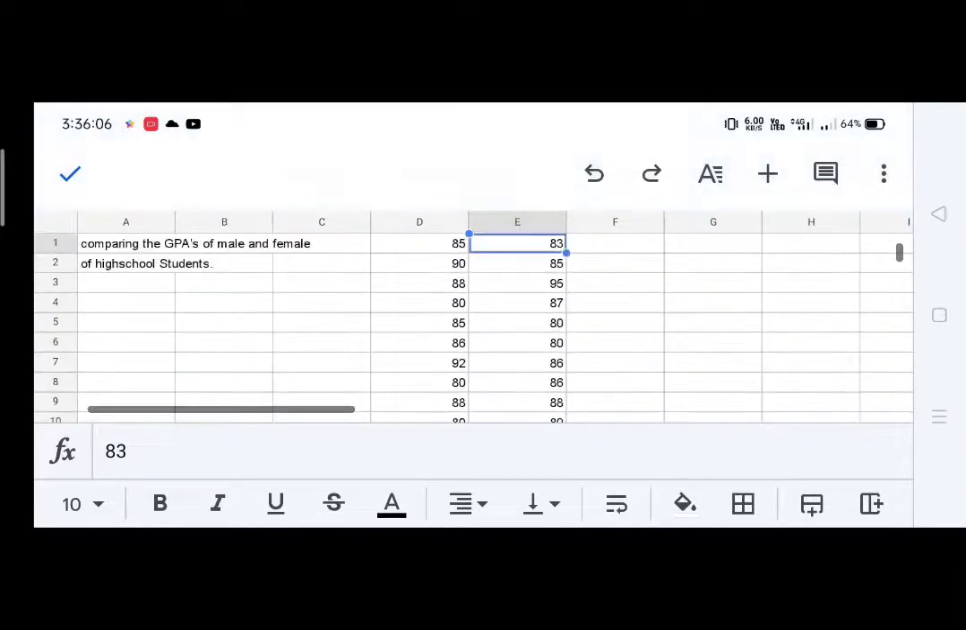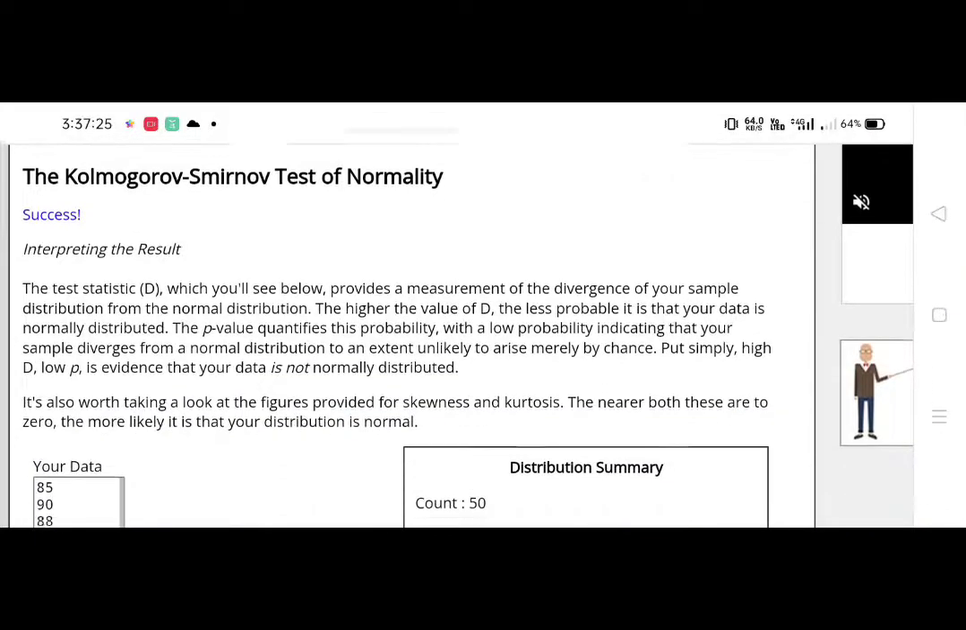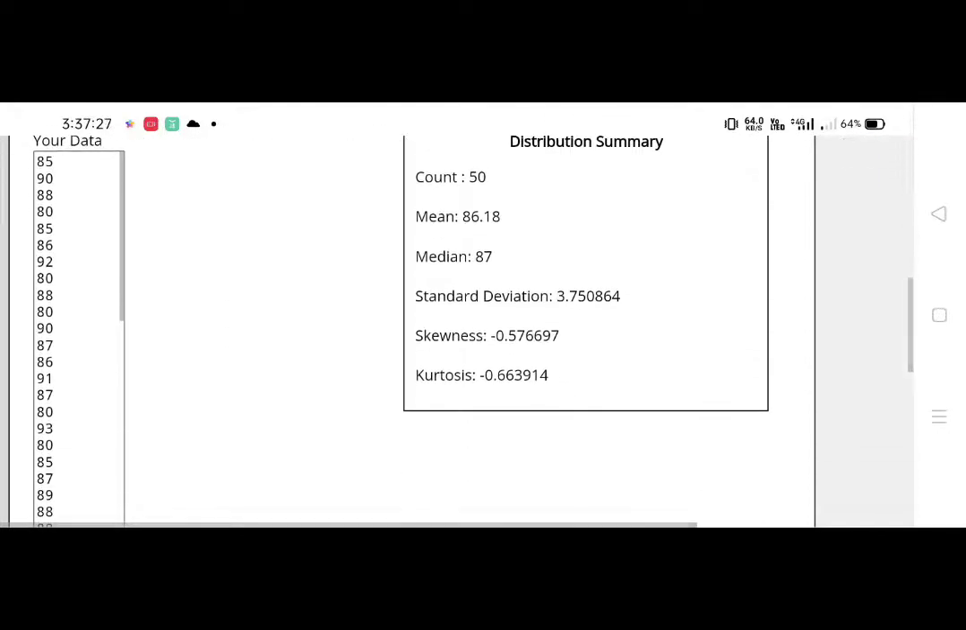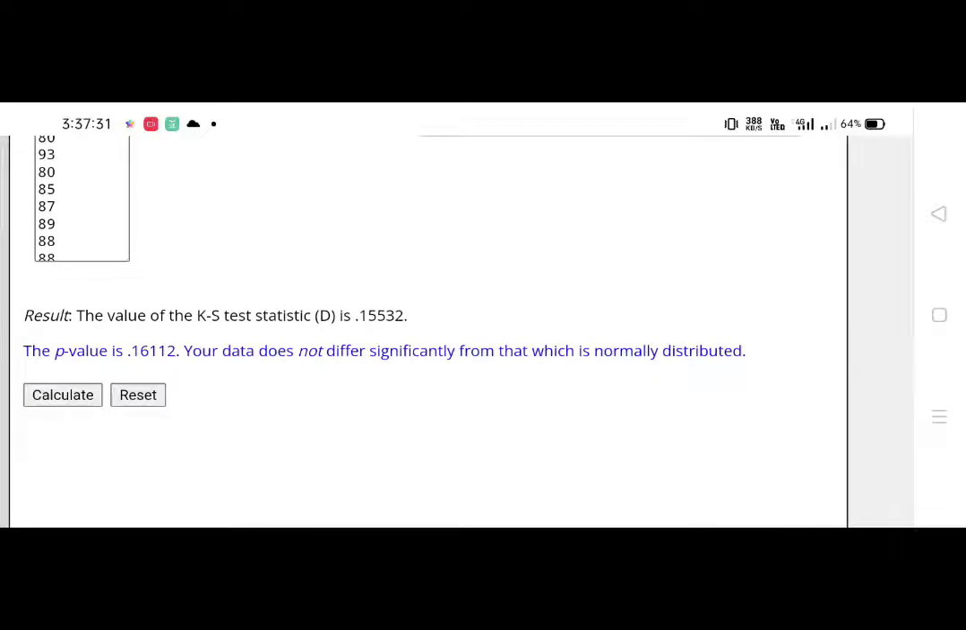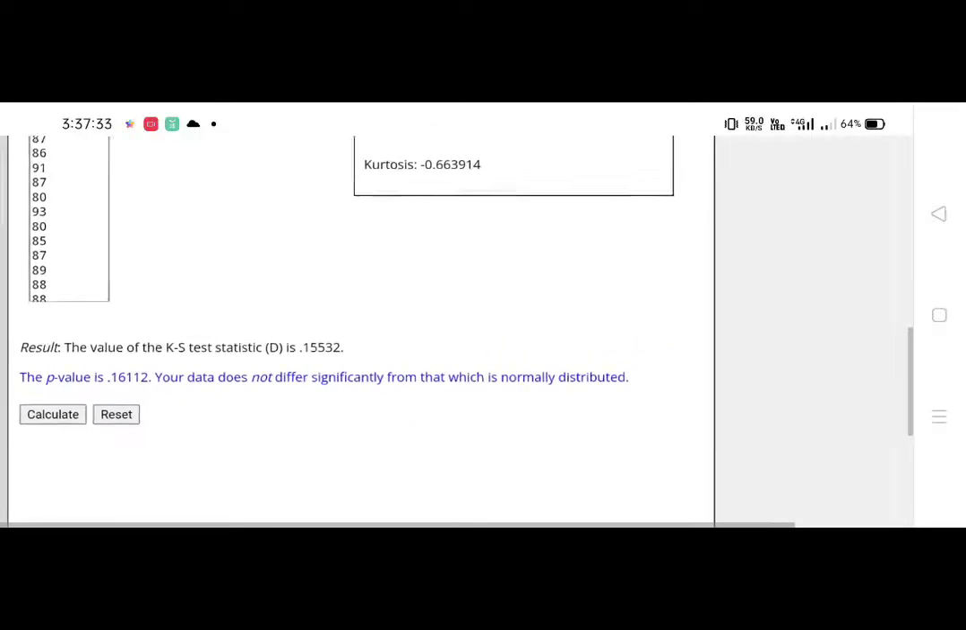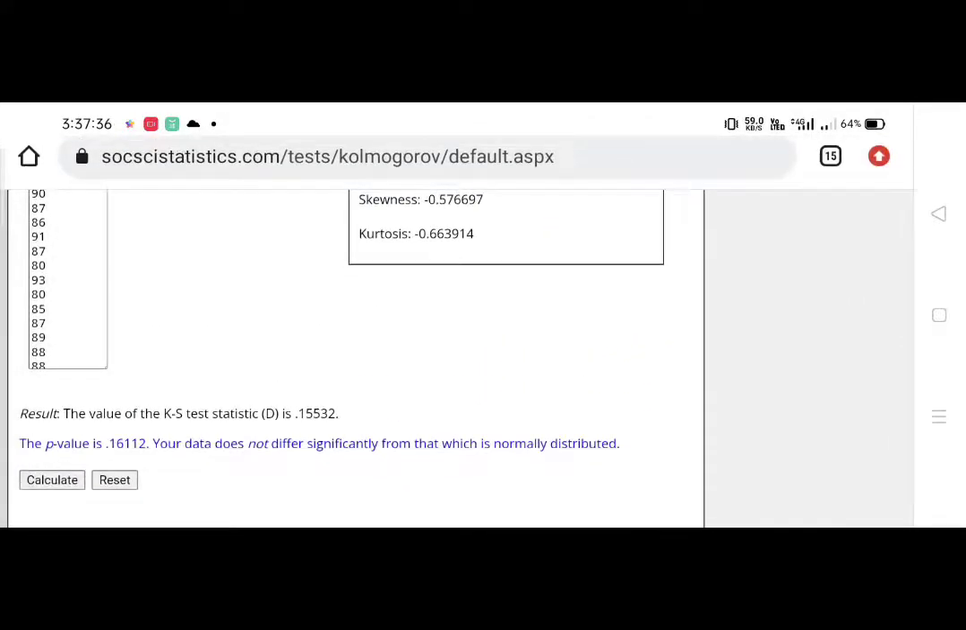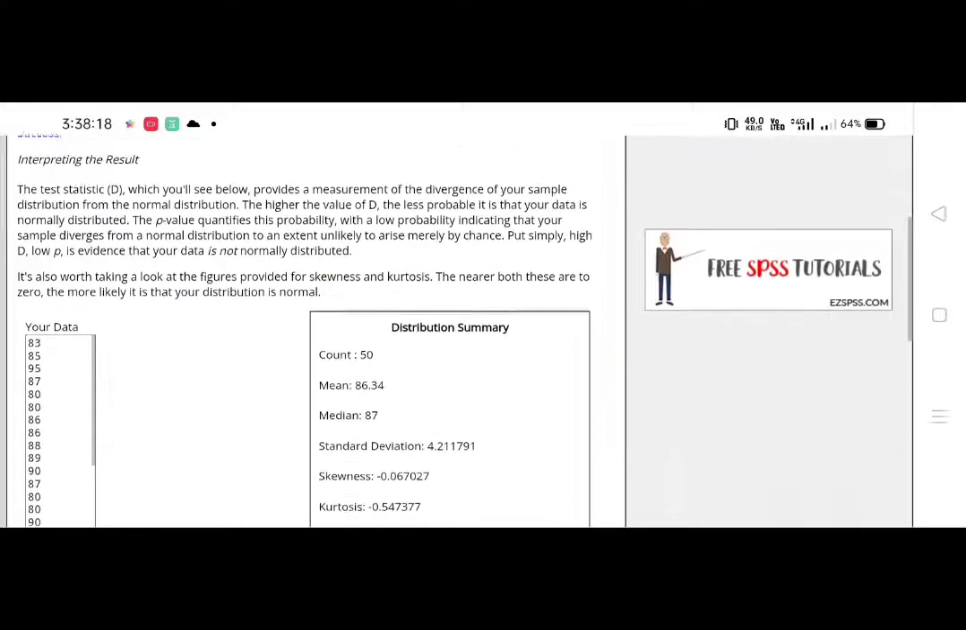But first, since t-test assumes that the dataset should be normally distributed, to test if it is normally distributed or not, we will use Kolmogorov test. Let us first check the group A for the Kolmogorov-Smirnov test of normality. The p-value is 0.16112, which is normally distributed. Let's move on to group B.